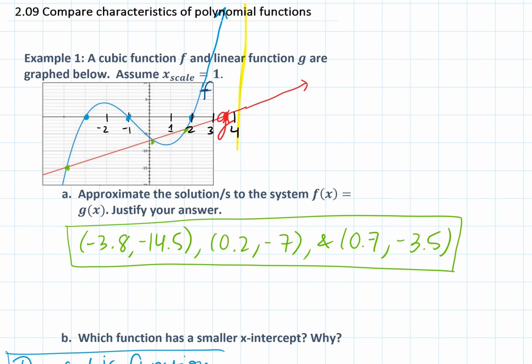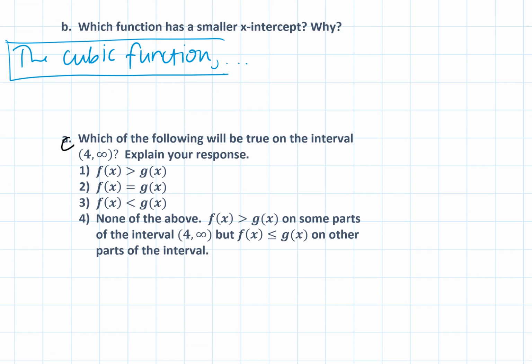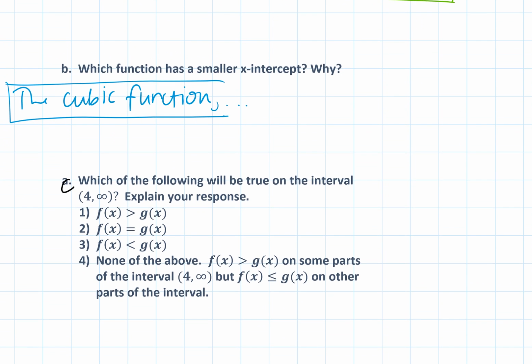So we're taking a look at this region. From the x value 4 and onwards, both functions are increasing on the interval 4 to infinity, but clearly the cubic function is increasing at a much faster rate. So its y values will be much larger than the y values of the linear function. So we can say that f is going to be greater than g since its y values are bigger, since it's increasing at a much faster rate.